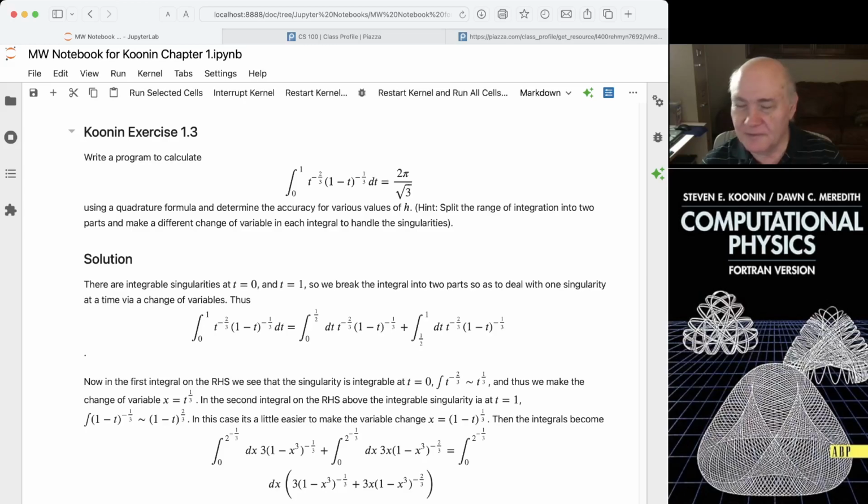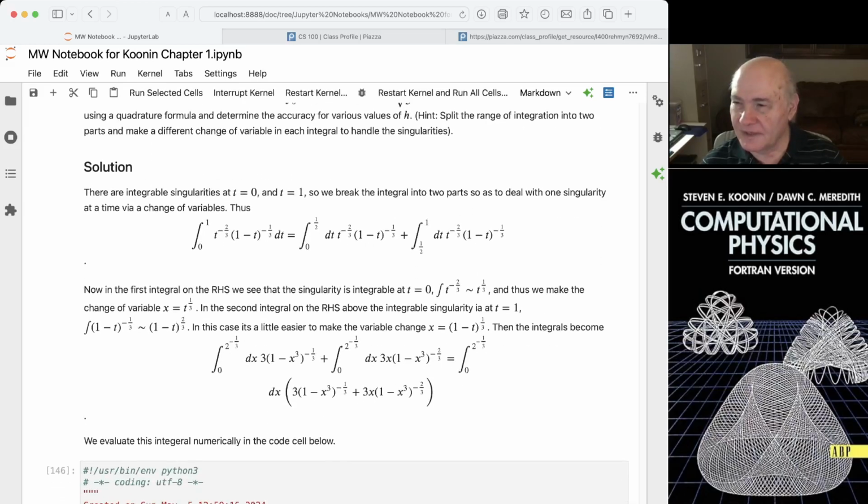And he gives a hint. Split the range of integration into 2, and then make a change of variable in each integral. So the idea is it's easy to handle one change of variable. You can't do 2 at once. So we have integrable singularities at t equals 0 and t equals 1. So the first thing is just break this up. I chose 1/2. You don't have to choose 1/2. You could choose 1/3, but I think 1/2 works out easily.